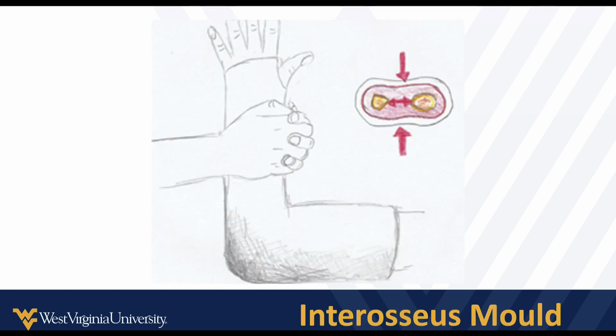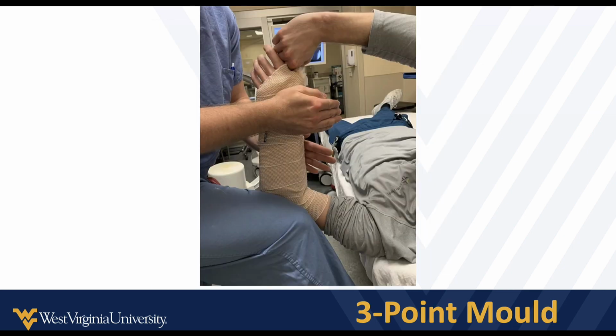And then your mold, once the splint is in place for a both bone forearm fracture, this type of mold, the interosseous mold, is most important to maintain the interosseous space between the radius and the ulna. So that's probably your most important mold component for the both bone forearm fracture that we have in this case. Sometimes you may apply a 3-point mold as well. This is more commonly the type of mold you want to do with your distal radius fractures.